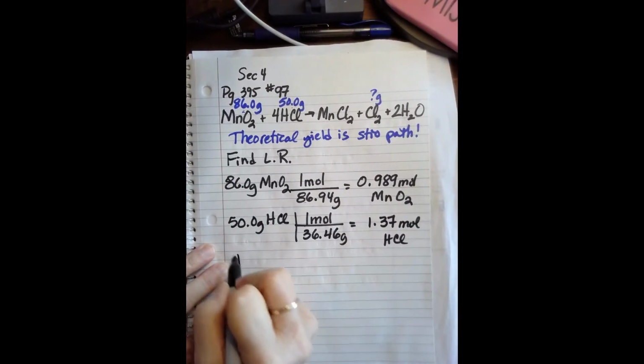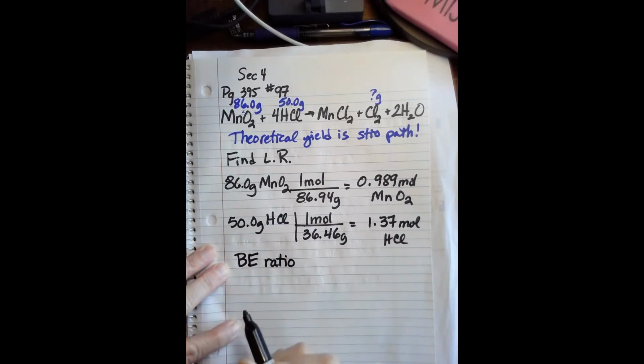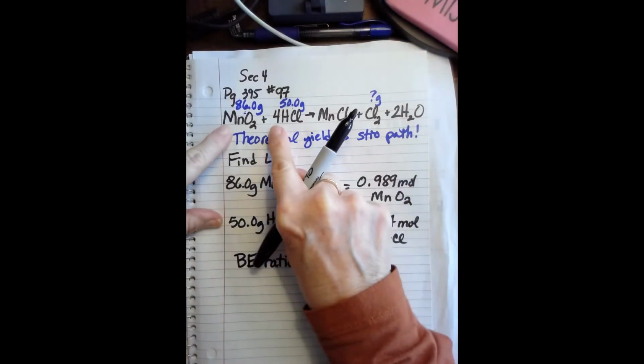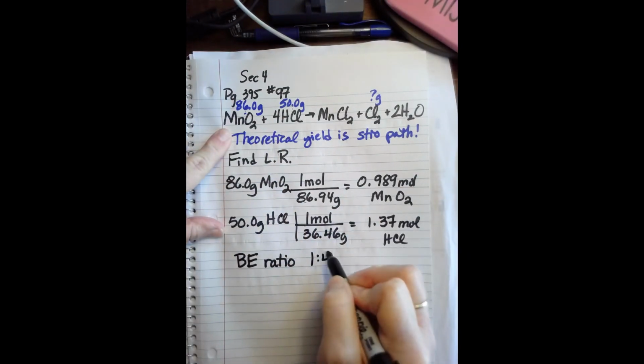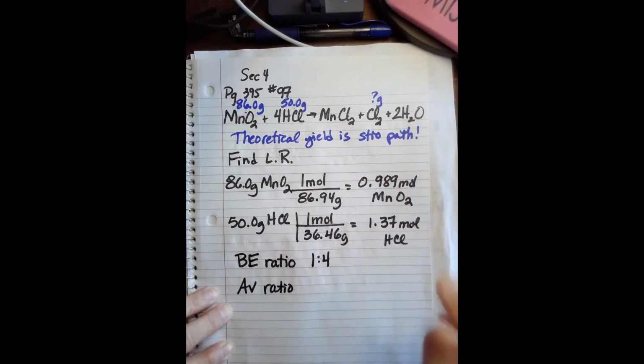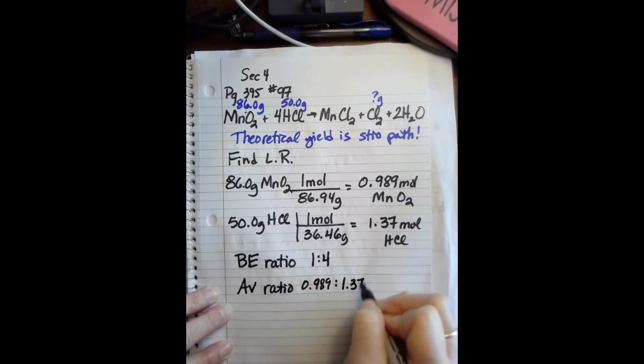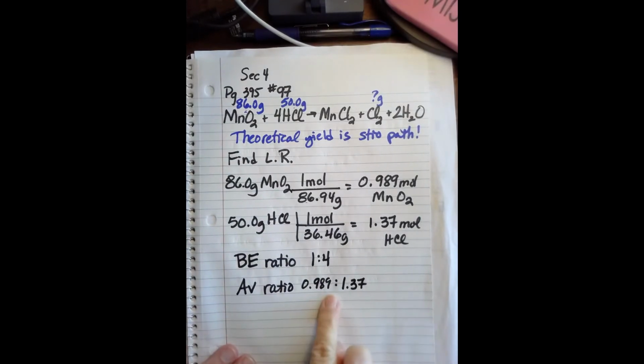So now here's what I do. The balanced equation ratio, also stop and try this on your own if you're trying to work along and practice this. The balanced equation ratio is 1 to 4. And the available ratio is what I just calculated here, 0.989 to 1.37, right? Now, here is where we sometimes say, oh, I would like for this to be 1, so I'm going to divide both of these by 1, but isn't this almost 1?